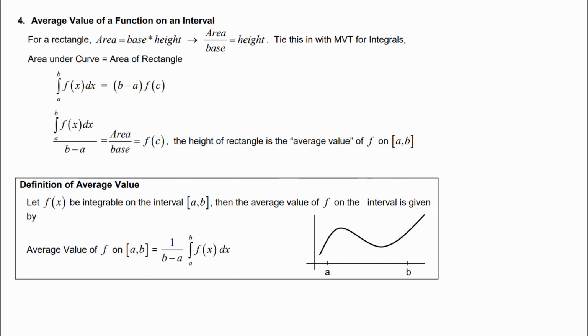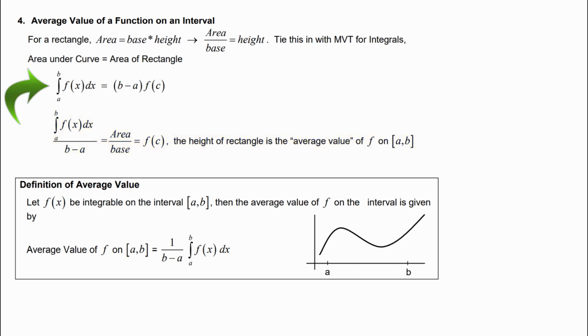4. Average value of a function on an interval. This is not new. It is still tied to the mean value theorem for integrals. So here is what the average value of a function is. For a rectangle, the area was equal to base times height. So area over base would give you the height of the rectangle, right? So now that height is the average value of a function on a to b.